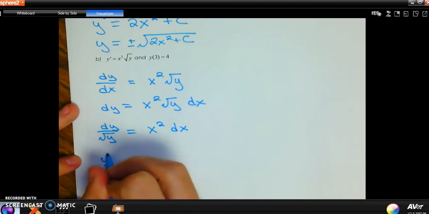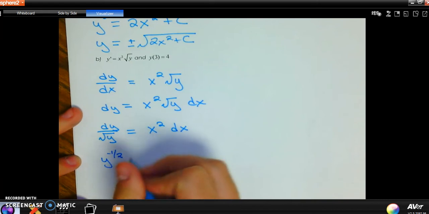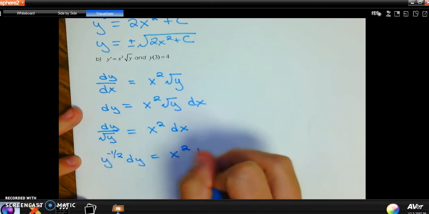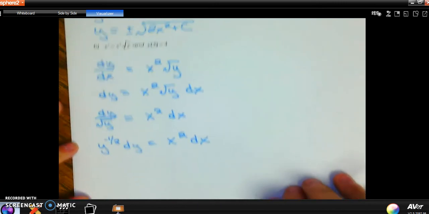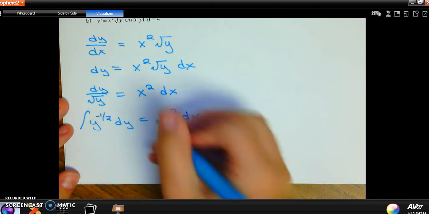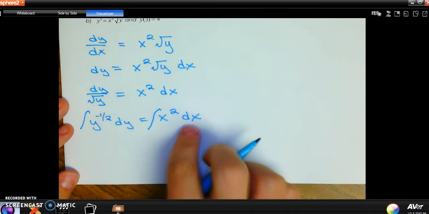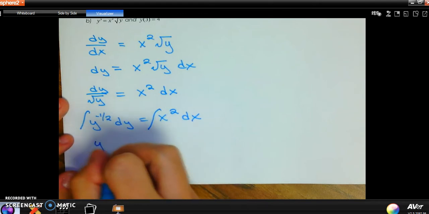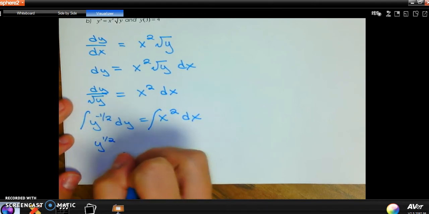So if I bring it in the numerator, it's going to be y to the negative 1/2 dy equals x squared dx. And then I can integrate. So I integrate the left side with respect to y. I'm going to integrate the right side with respect to x because I got y variables and a dy on this side. So it's add 1 to the exponent, divide by that number.